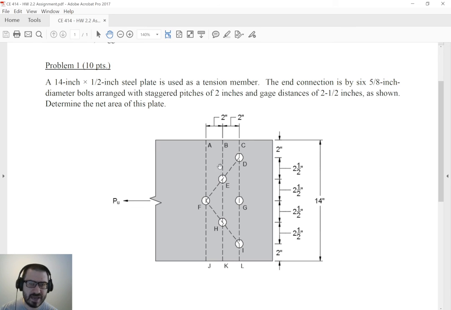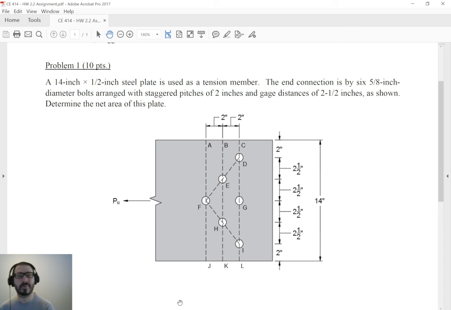For example, BEFJ is a path. So is CDEFJ. There are a lot of potential failure paths on this problem. Part of this assignment is seeing whether or not you can identify all of them. I know that as you start to do the math for this assignment and compute the net area for all of these paths, you'll start to notice a pattern, and you'll start to see what the answer is going to be at the end.